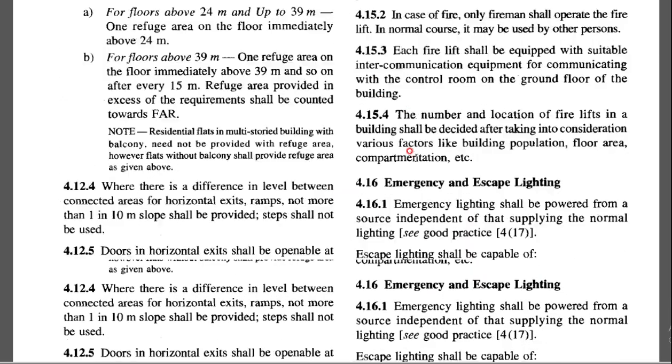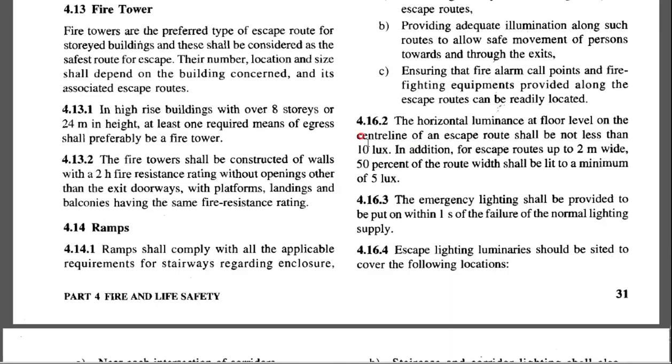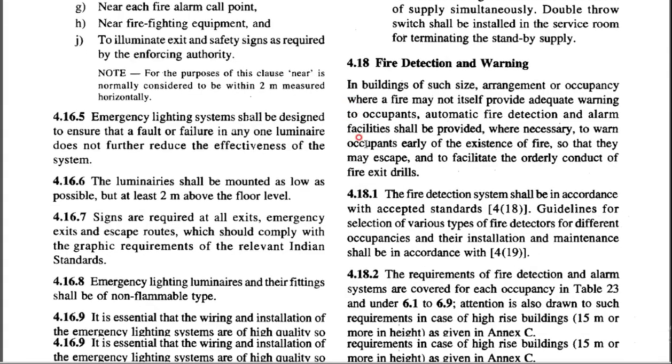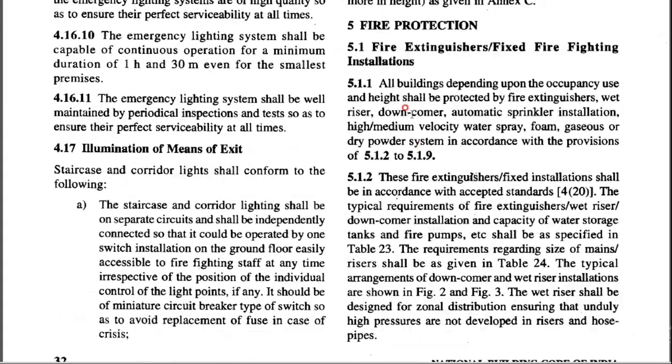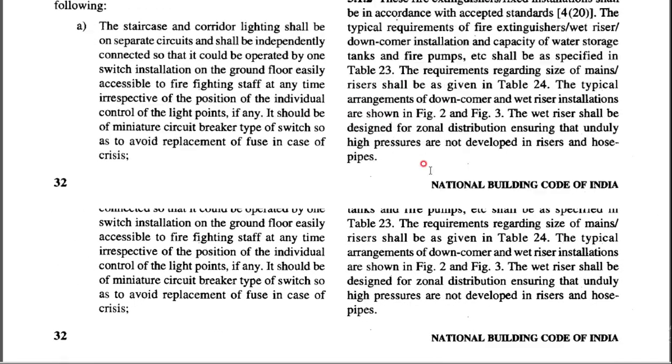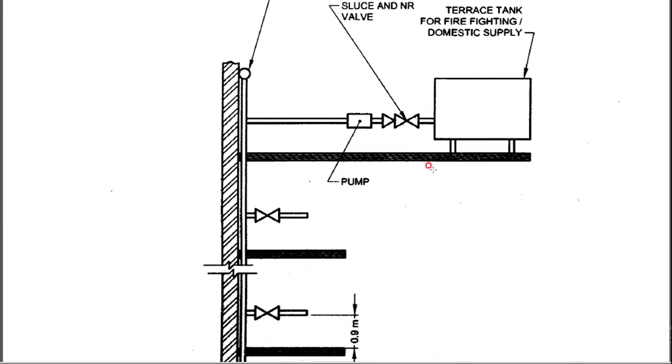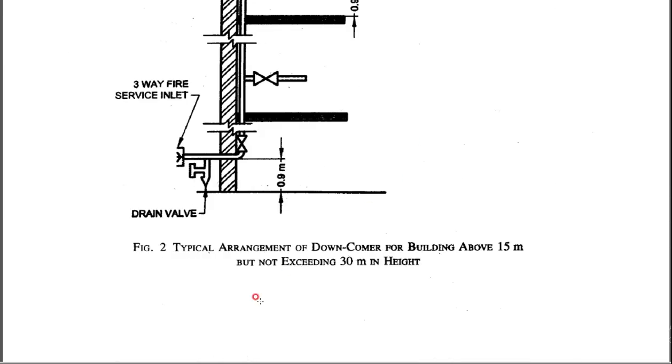For external staircase, fire lift, all the clauses have been mentioned: fire tower, fire detection and warning, fire protection systems. So here, what is this? This is a typical arrangement of downcomer for a building above 15 meters.